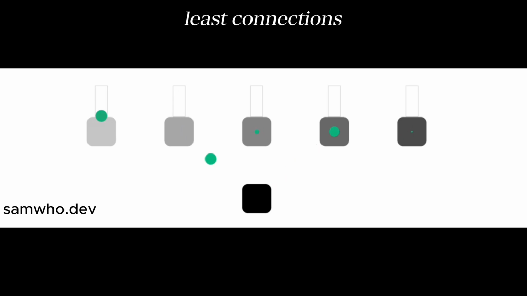Now, there are a few common ways to actually handle the load balancing here, the first of which is round robin. Requests are just sent one after another to each server in turn. Simple, but this doesn't account for uneven workloads. Next, we have least connections. Traffic goes to the server handling the fewest active requests. This is more adaptive, but now we have to track how many requests each server is handling.